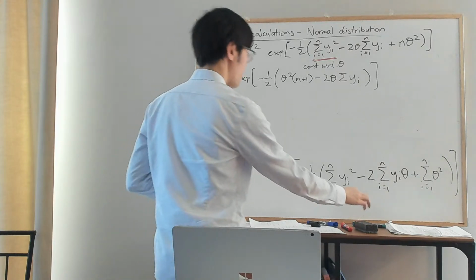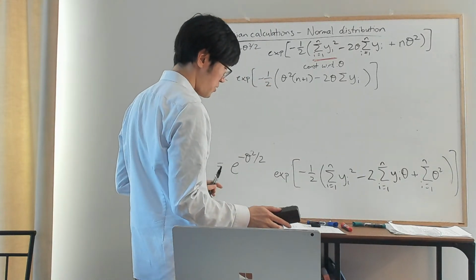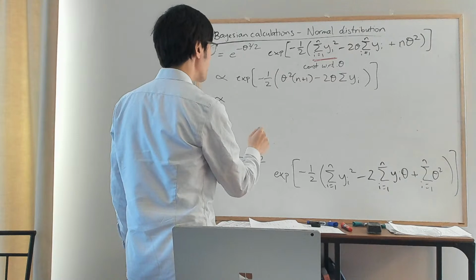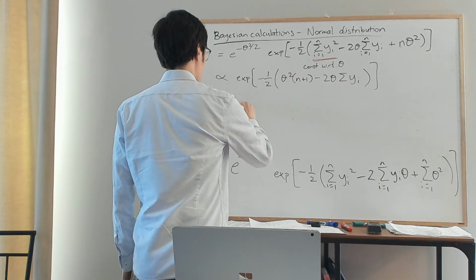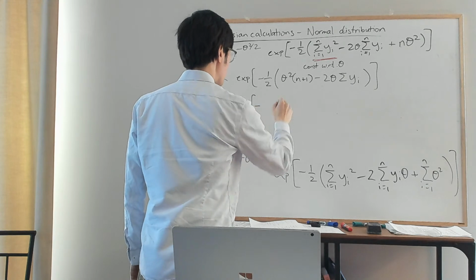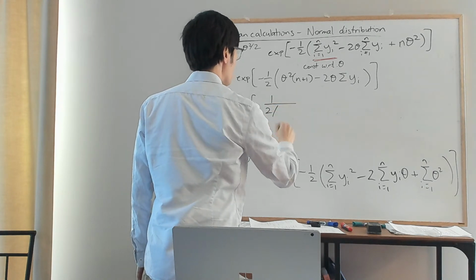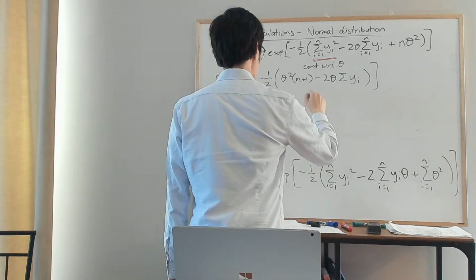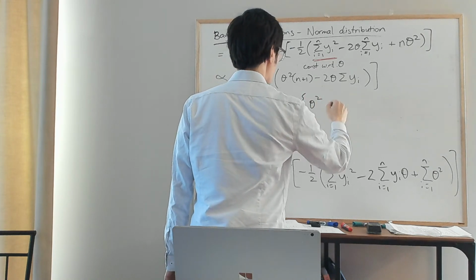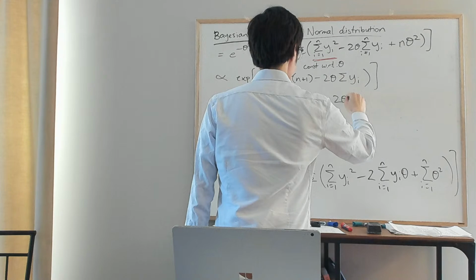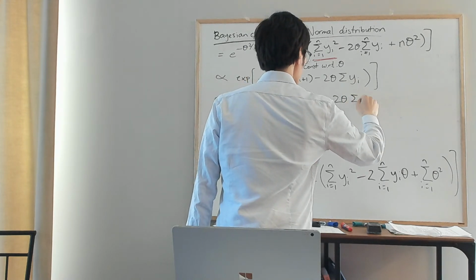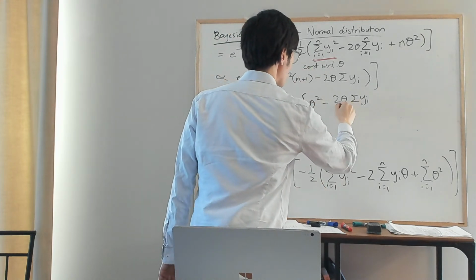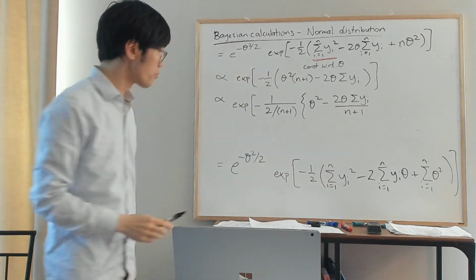Essentially, I should be able to do this just, okay, I'll write one more line. So I'll do exponential minus. I'm going to pull out the n plus 1 and put it in the denominator here. What's left in here is theta squared, 2 theta summation yi. I divided by n plus 1 here, so I'm going to put n plus 1 here.